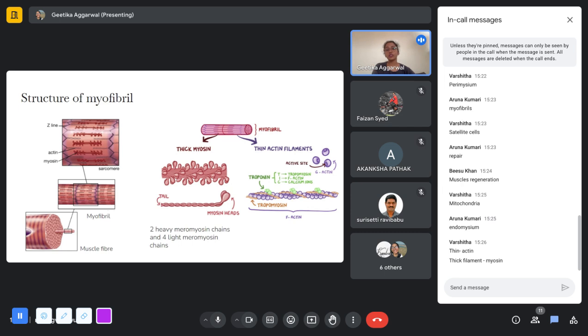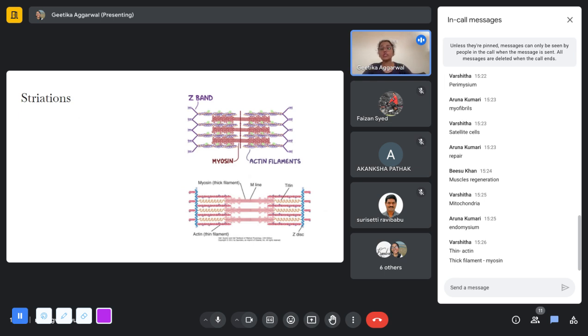So this is how the two structures look: the thick bands, which are the myosin, and the thin bands, which are the actin filaments. Okay, and these are what are responsible for striations. Can you tell me which are the parts where we see dark bands and which ones are the ones where we see light bands? What is responsible for these striations?